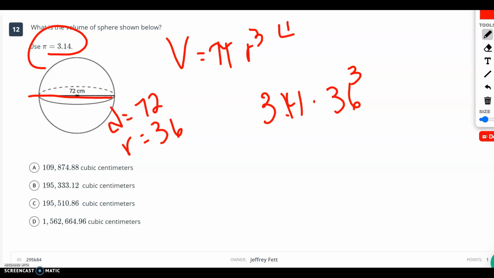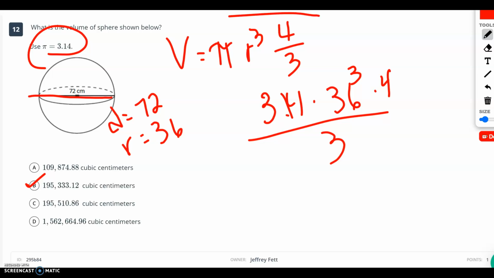Whoops, I forgot something in this equation. I apologize. Times 4/3. So I'm going to take this times 4, and then what's in the denominator? 3. When I multiply all that out, I'm going to come up with 195,333.12 cubic centimeters. That's what I'm going to have for my answer. Again, you're literally taking your equation for volume of a sphere and you're plugging it in. I hope this helps. Good luck on the retake.